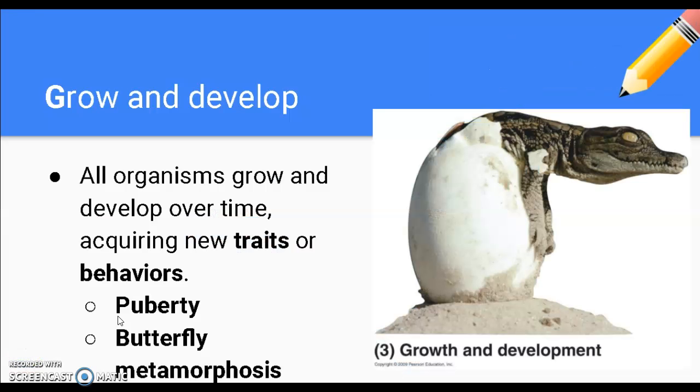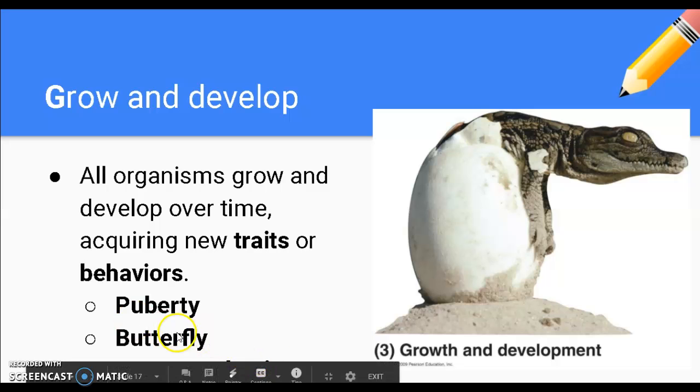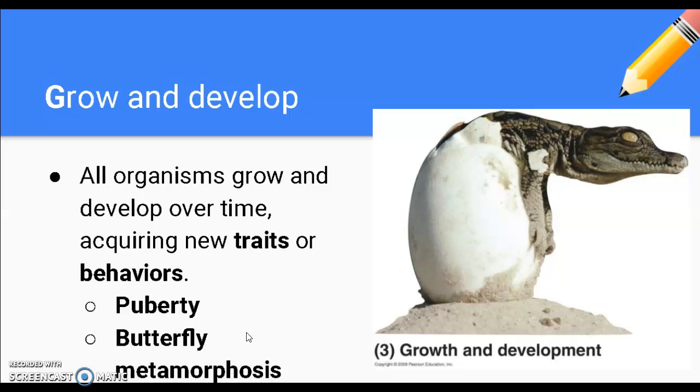Finally, all organisms grow and develop. They get bigger and they acquire new traits or behaviors over time. So, for example, puberty in humans, or butterfly metamorphosis. It starts as a caterpillar and then goes through a chrysalis and then becomes a butterfly.